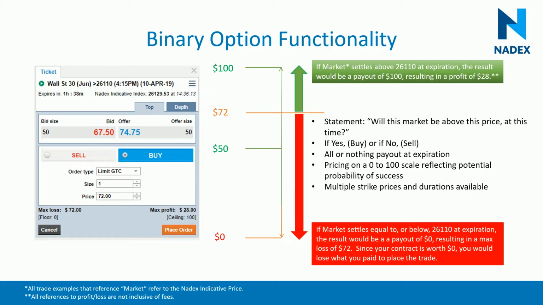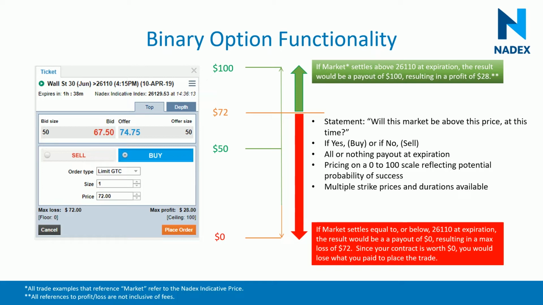If it's right on the strike or below, it settles what's called out of the money, or OTM, and expires worthless for the buyers, and the sellers would receive the $100, right? So the question is always, will it be greater than?